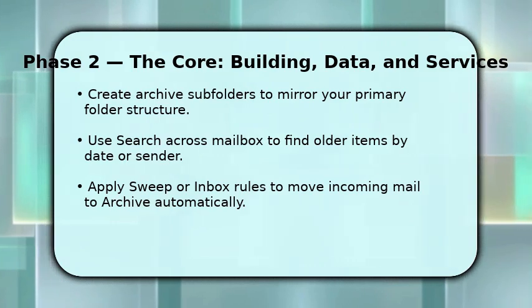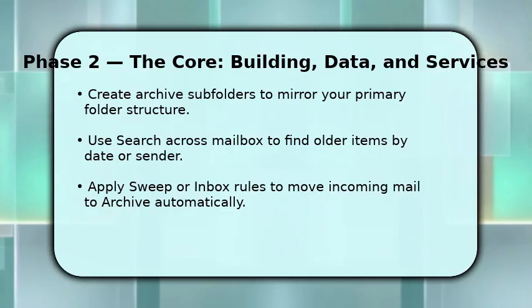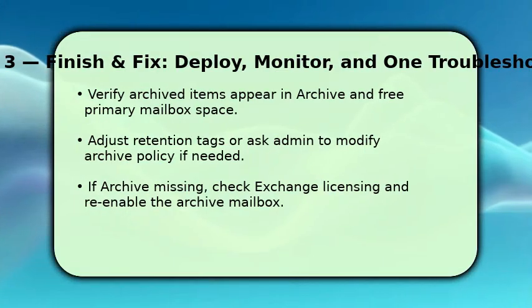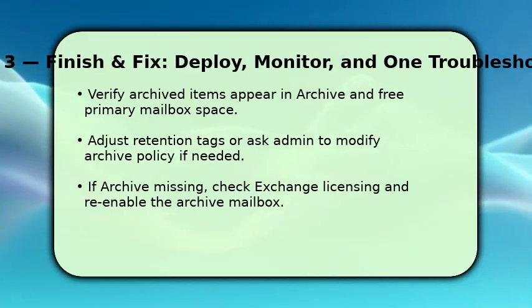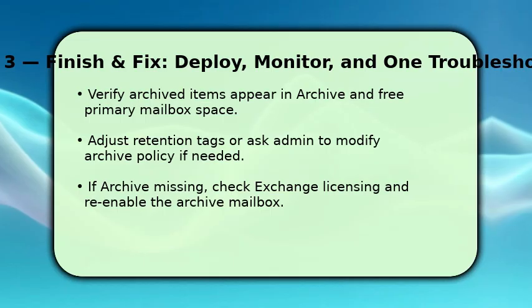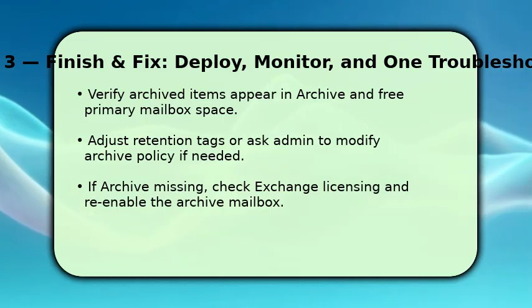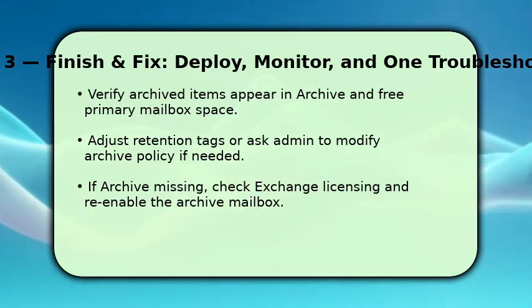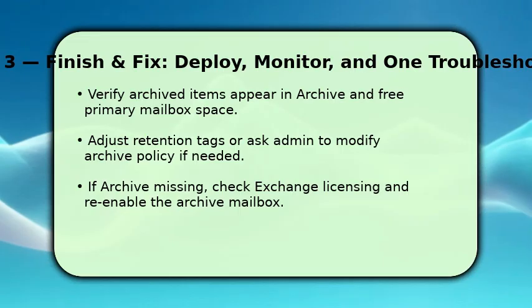You finalize by verifying that archived messages are accessible and that your primary mailbox shows reduced size. This confirms success. Next, review retention tags and policies. Adjust them or request admin changes so items auto-move on the schedule you want. If you need a local backup, remember that exporting to PST requires Outlook Desktop linked to Exchange.